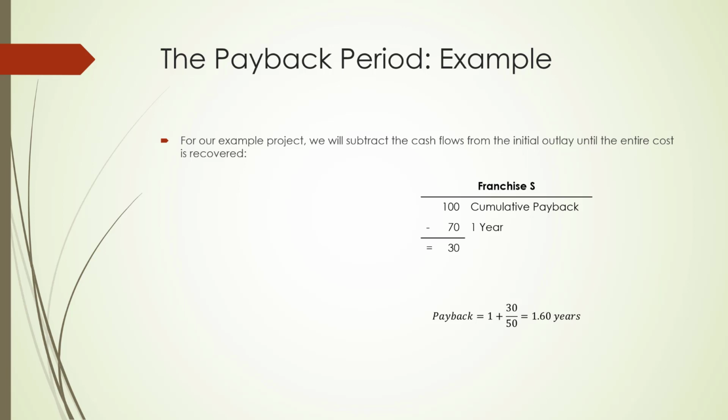Remember, with franchise S, the cash flows start out quite large and they get smaller over time. So with S, we take our initial $100 outlay minus the year 1 cash flow of 70. That leaves us with 30. And if we subtracted off the next 50, it would be negative. So we have 1 year plus some fraction of year 2. And that fraction is 30 divided by 50, or 0.6 years. So our total payback on franchise S is 1.6 years.